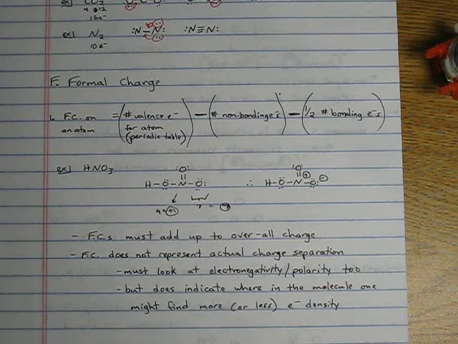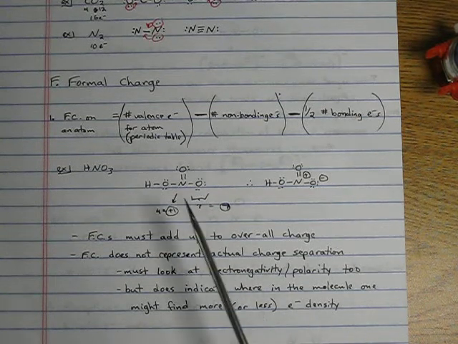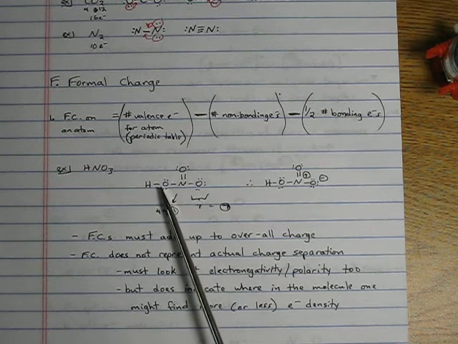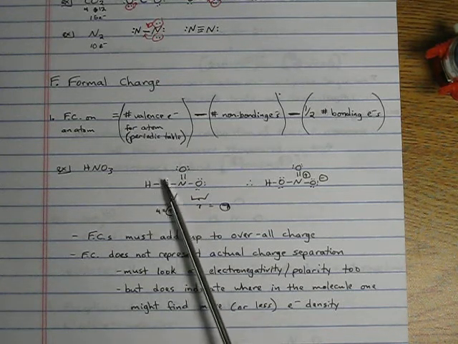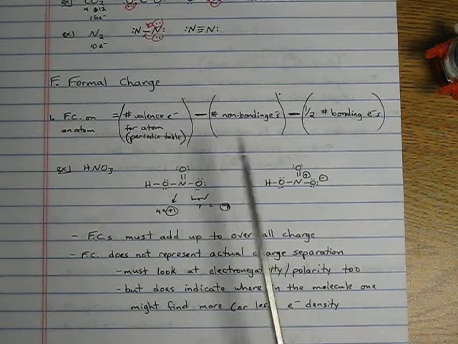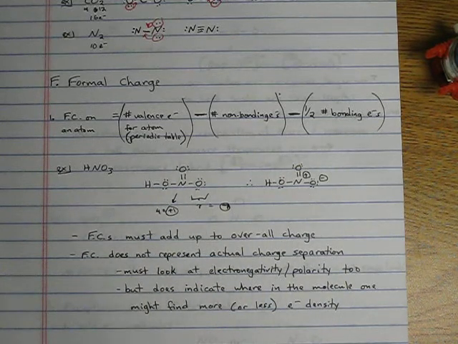When you're calculating octets, you count both electrons in the bond. When you're calculating formal charge, you only count 1 electron per bond. So for formal charge, this is 1, 2, 3, 4 for the lone pairs, 5, 6 electrons. An oxygen atom has 6 valence electrons. We count 6 for formal charge. 6 minus 6 is 0. No formal charge on this oxygen.